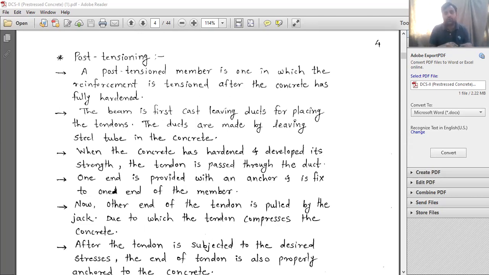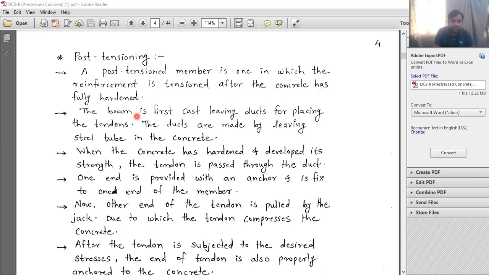So here is what we do in pre-tensioning: first we apply the prestressing force to the tendon before the concrete is poured. And here, we apply the prestressing force to the tendon after pouring of the concrete, after it has hardened. So that is the first basic difference. Here a post-tension member is one in which the reinforcement is tensioned after the concrete has fully hardened.